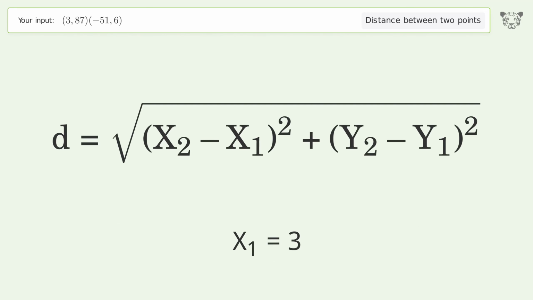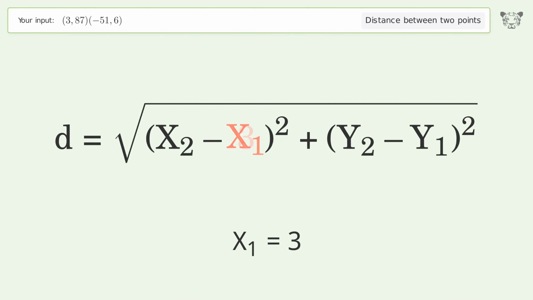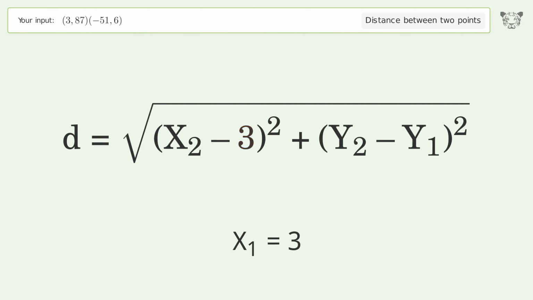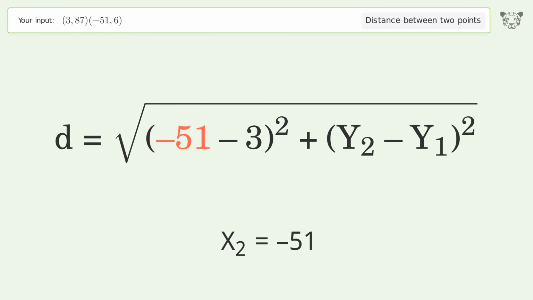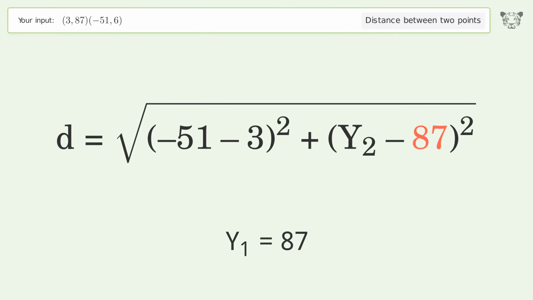x1 equals 3. x2 equals negative 51. y1 equals 87. y2 equals 6.